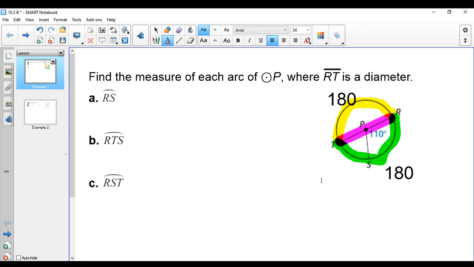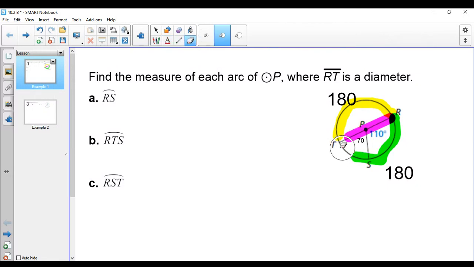Once we know that, we can find one more thing. If this angle here, RPS, is 110, that's a linear pair with this missing angle over here. So we can find that missing angle and say that that is 70 degrees. The 70 degrees goes right in there. Now we have everything we need to answer our questions.